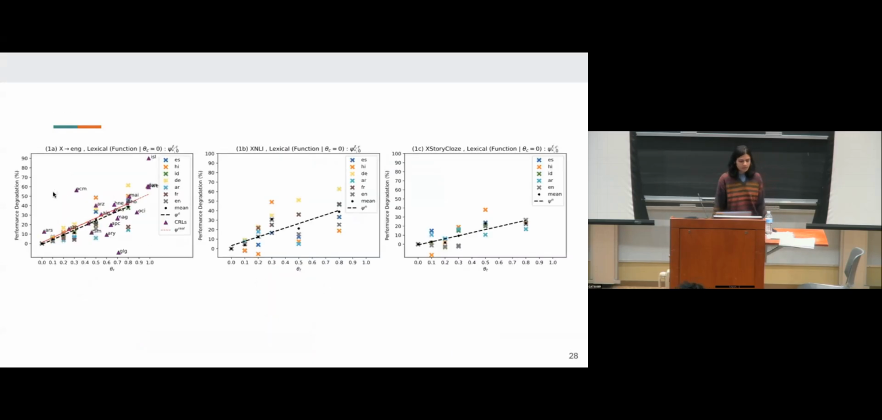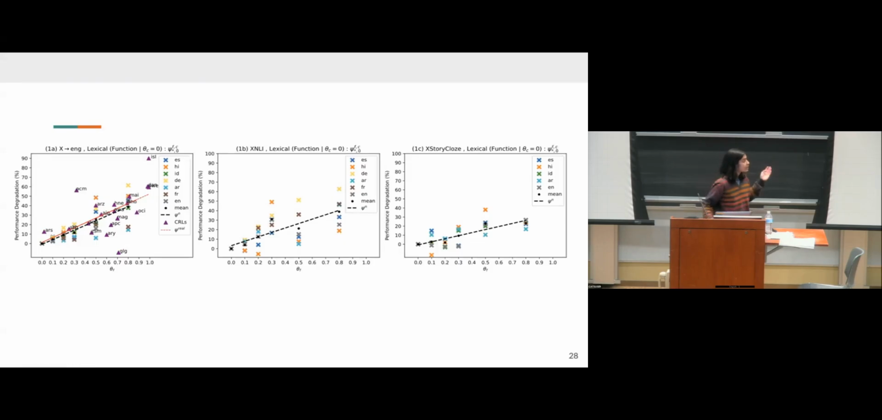I'm going to show you a bunch of results that look like this, so here's how to read them. The caption has the task and the noise type. This is machine translation, this is XNLI, and this is XStoryCloze. On the x-axis you have theta, which depends on the noiser we're dealing with. So this is theta f, the lexical function word noiser, and the y-axis has performance degradation relative to the HRL. You have different languages in different colors, and this trend in black is the mean performance degradation over all languages.